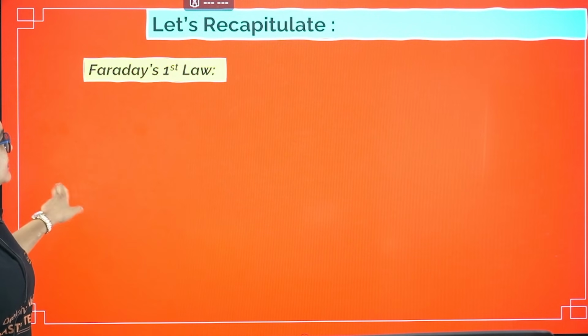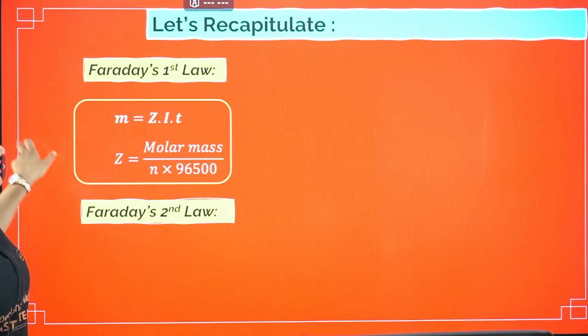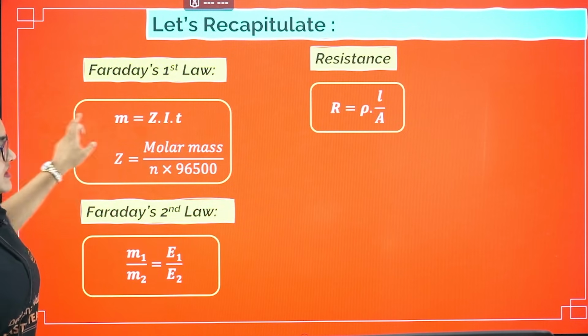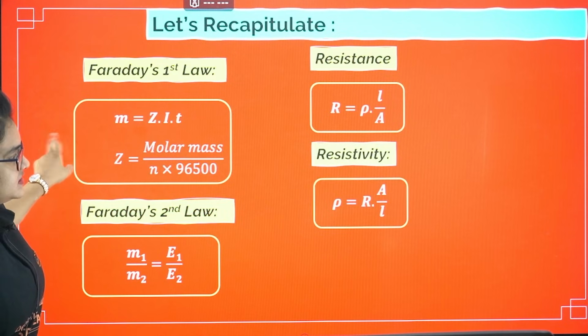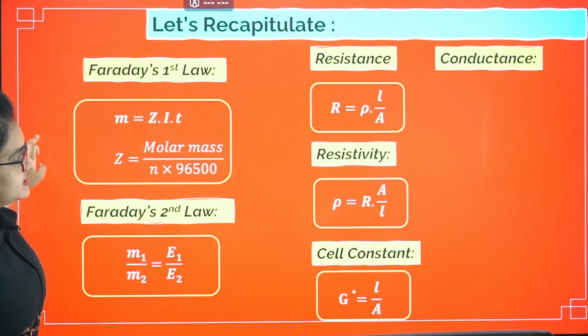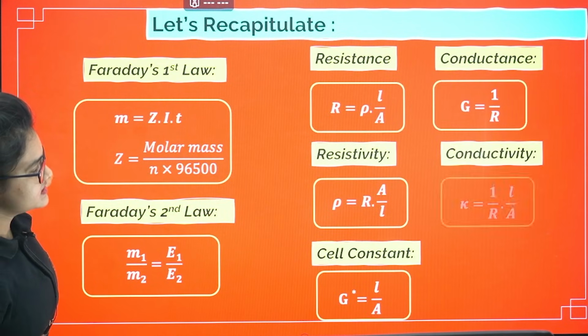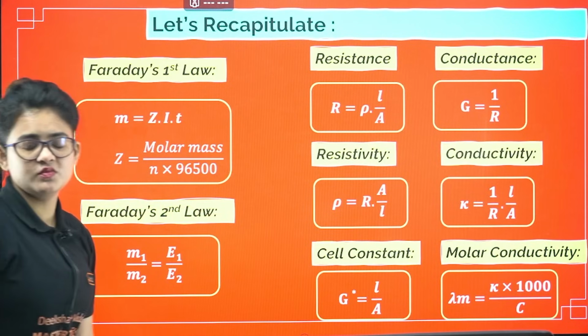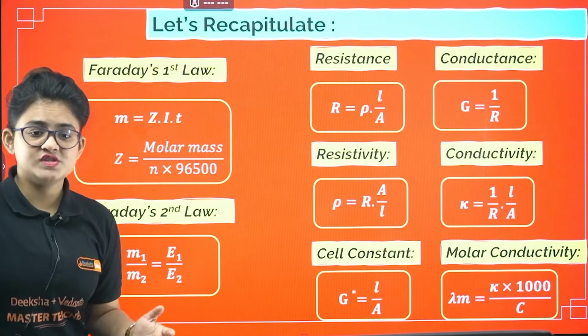Next, Faraday's law, this is the formula. Second law, this is the formula. Resistance, that is a formula, resistivity, cell constant, conductance, conductivity, molar conductance. Okay, that's enough. This much formula you have to remember to proceed with the chapter.